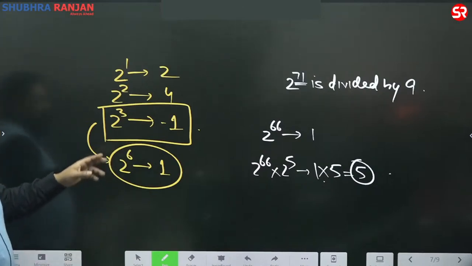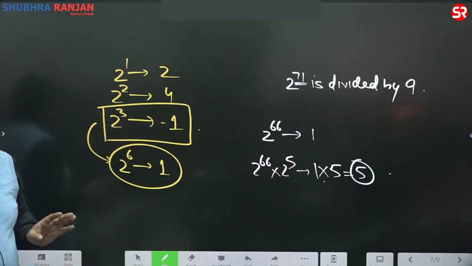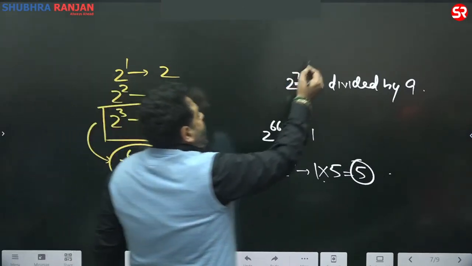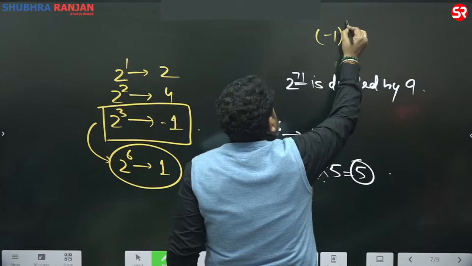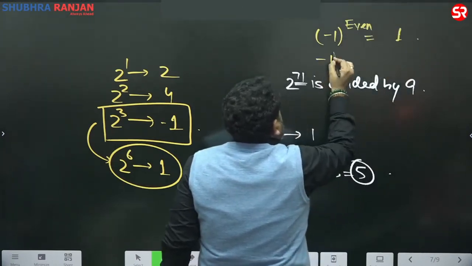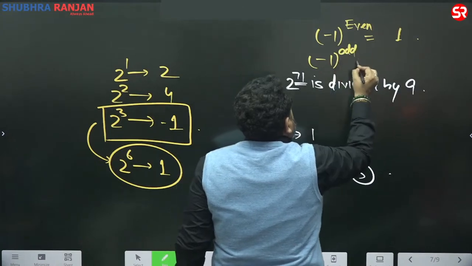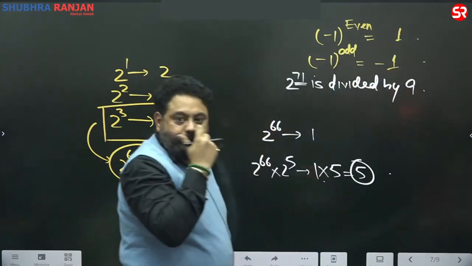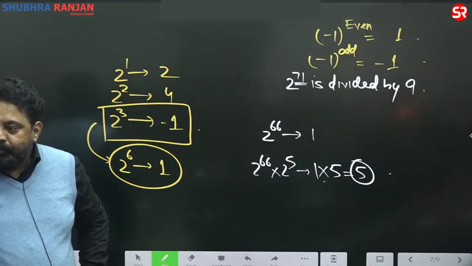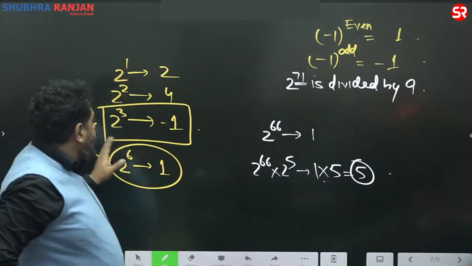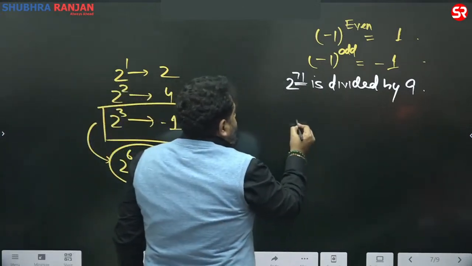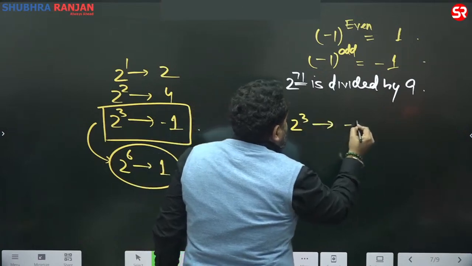But if you want to go with the approach of 2 to the power 3 giving you minus 1, then you have to be very smart. Listen, minus 1 to the power even gives you 1. Minus 1 to the power odd gives you minus 1. So if you want to go by only the negative remainder approach, see, 2 to the power 3 gives you minus 1.